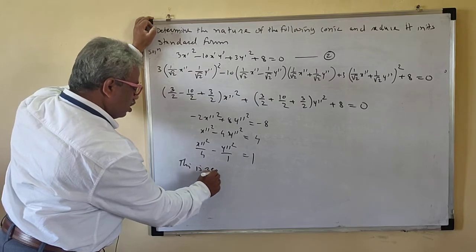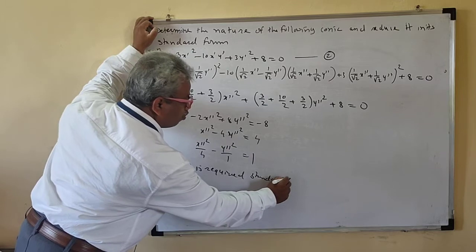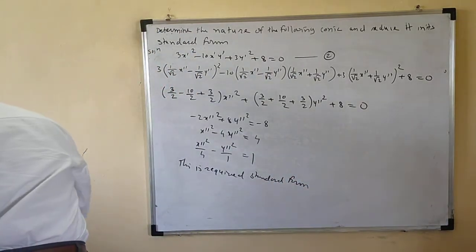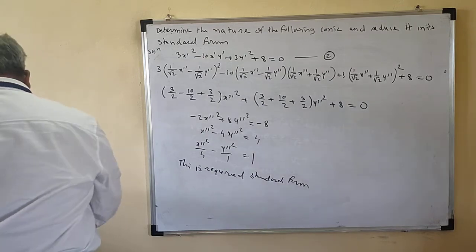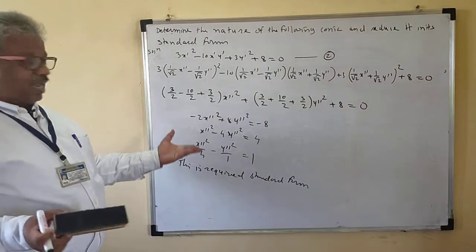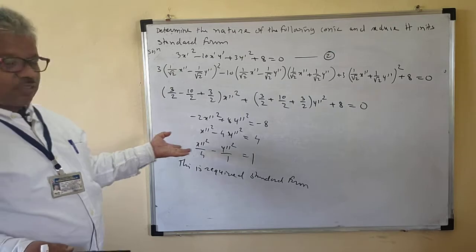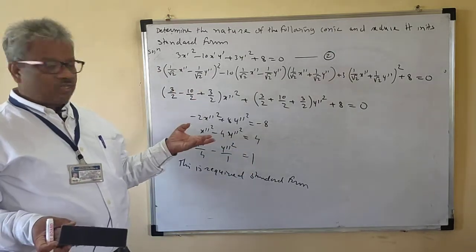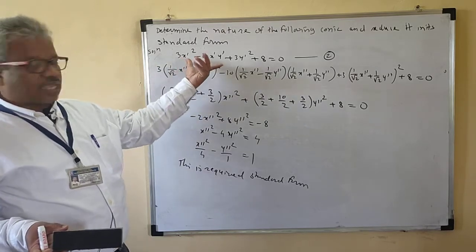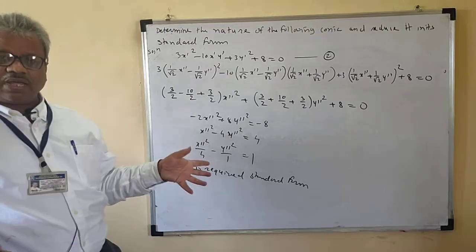This is the required standard form. So if it is an ellipse, find the center, shift the center to the origin. Find the transformed equation so that the first degree term will be removed. Then we get the second degree term with one constant. Then rotate the axes. The same thing applies for hyperbola also.